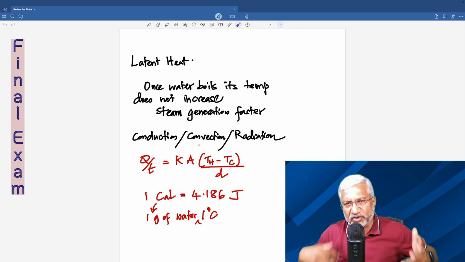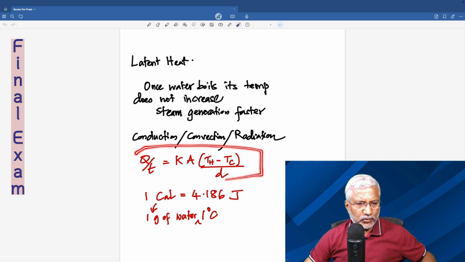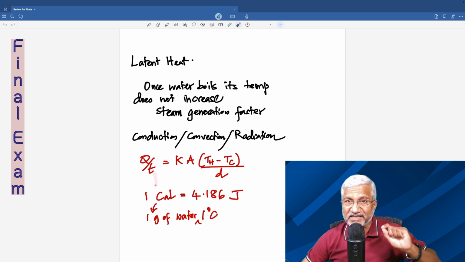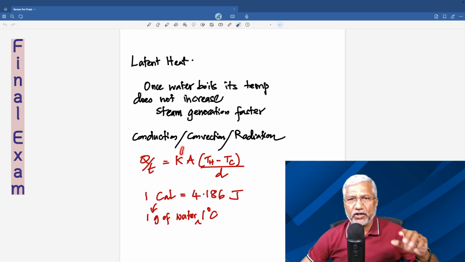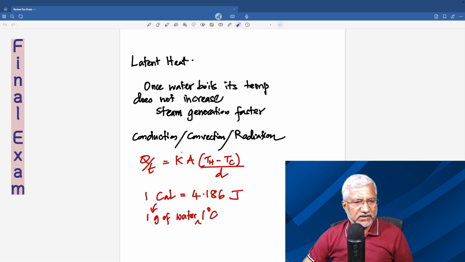Conduction takes place in solids and is given by this formula. So here there is a problem that I'm asking you to work out using this formula. Q is the quantity of heat, T is time in seconds, K is a constant for the material, because we know that the heat conducted depends on the material. So K is the constant called thermal conductivity.